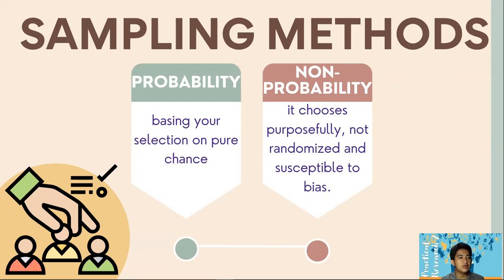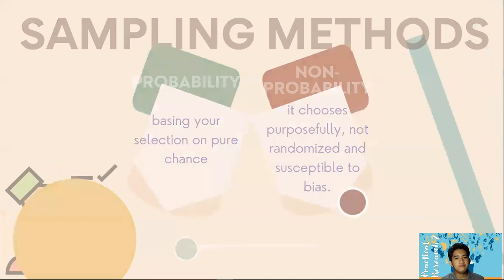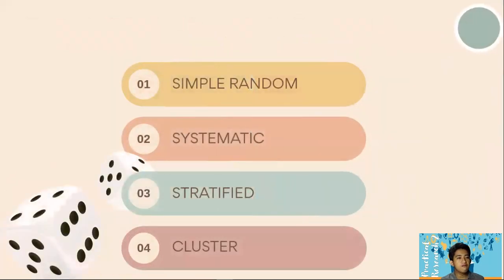Now let's go deeper on the probability sampling. There are four methods of probability sampling. One is the simple random sampling. The second is the systematic sampling. The third is the stratified sampling. And the fourth one is the cluster sampling.